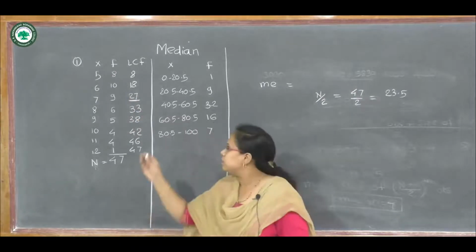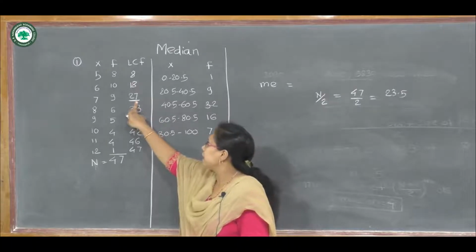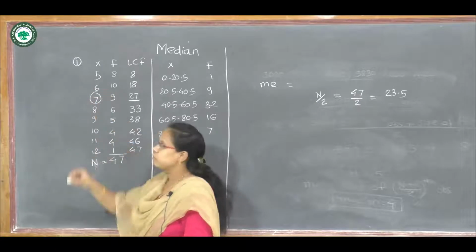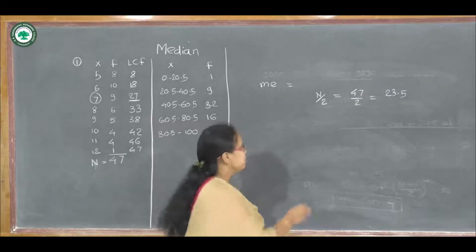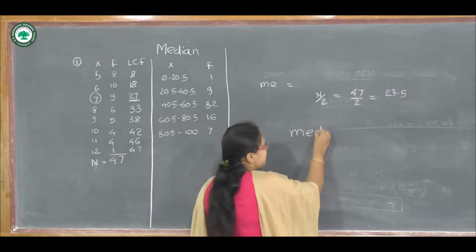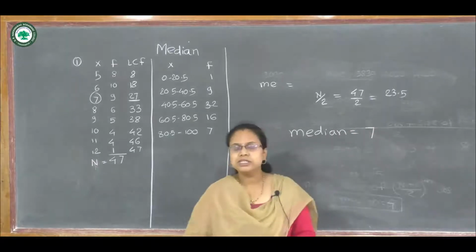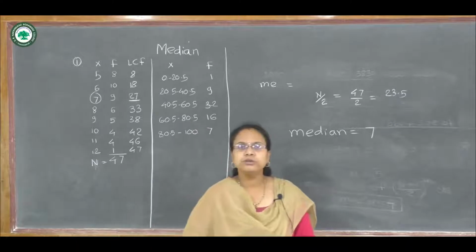Okay, because it is just greater than 23.5, and for that case our observation is 7. So X is 7, and we can call this 7 as median. So median for this data is 7. This is the way in which we can calculate the median for grouped data.